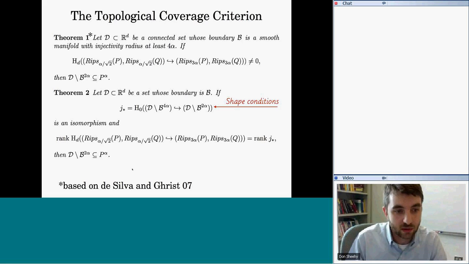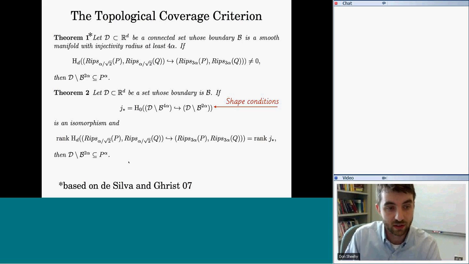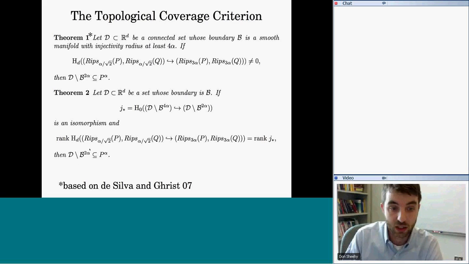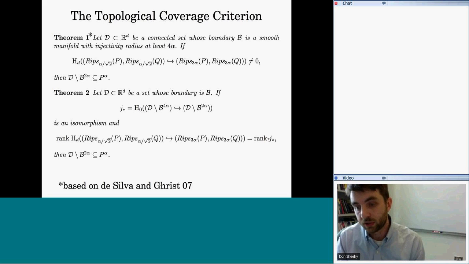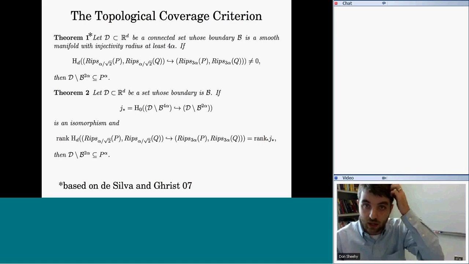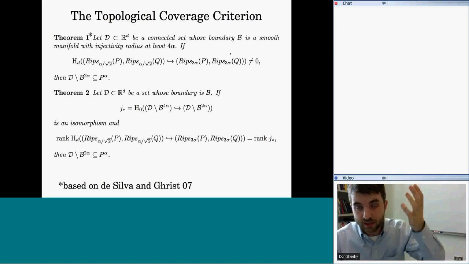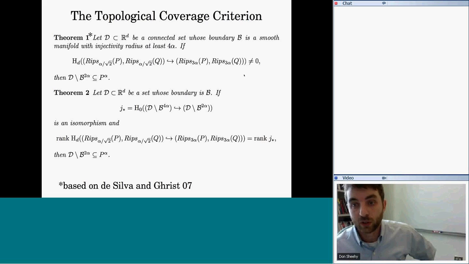And if that's an isomorphism, and we have the same topological coverage criterion, we're going to check this additional relative homology of complexes into a larger pair of Rips complexes. And now we just check that it's equal to the rank of J star, the number of connected components. In this theorem 1, connected is just assumed to be 1, and so it can only be 1 or 0. And you have to check that it's equal to the rank of A star. And if that's true, then you have coverage.